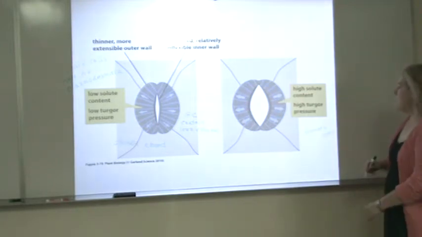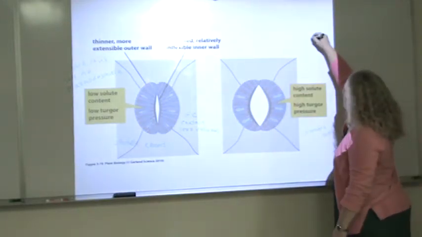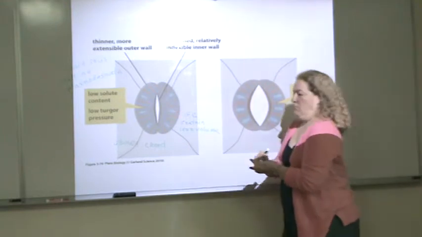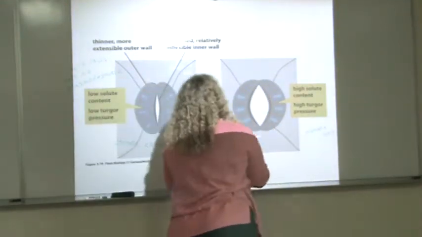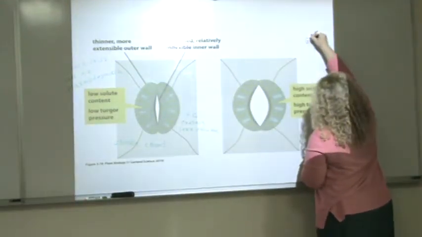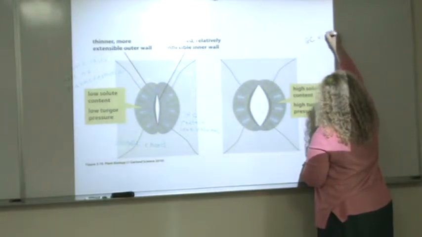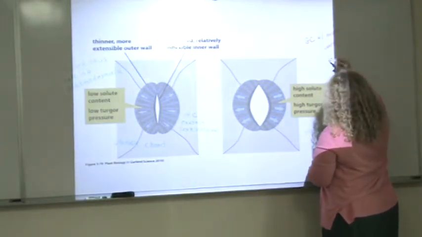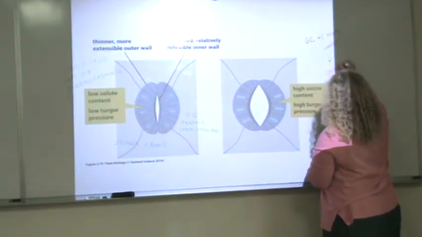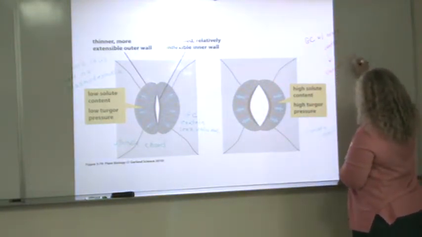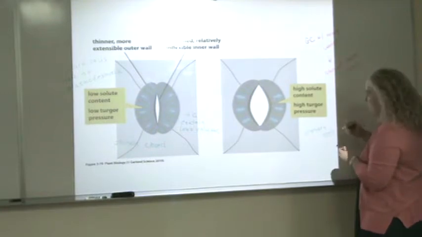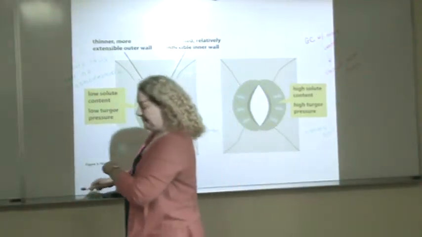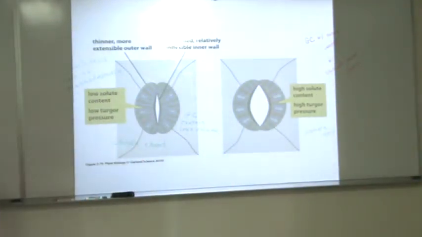Maybe make a note of that. A guard cell with more water gives a stomate that is more open. So when guard cells take on water, they open the stomate.